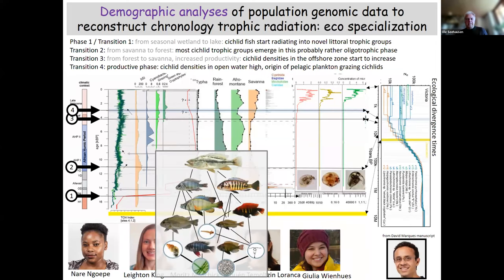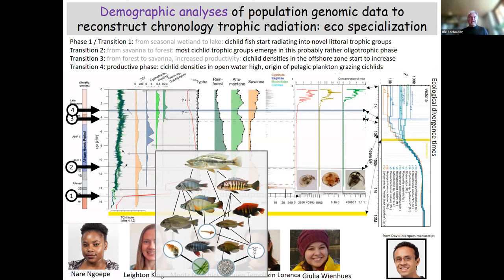Very interestingly, David can also infer the ecology of these lineages from MSMC-IM, namely through assessing effective population size. And he can show that the predators always have much smaller effective population size than insectivores, and the little pelagic planktivores have the largest effective population size. By doing that, we see that the pelagic zooplanktivores and pelagic phytoplanktivores separate from littoral cichlids only 4,000 years ago, which is exactly the time they become abundant in the offshore habitat.